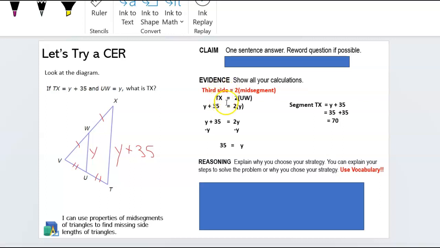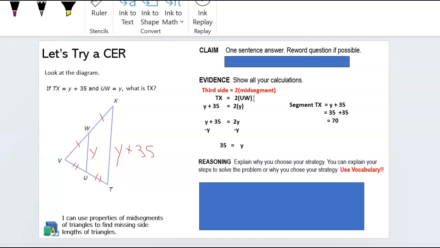Bring down the equal sign, bring down the 2, and now I want to put in my midsegment. In this triangle, the midsegment is UW. So I wrote UW. Again, this part is not absolutely necessary, but I think it keeps everything in order and you're less likely to make a mistake if you keep going down and putting things underneath like I am here and labeling.